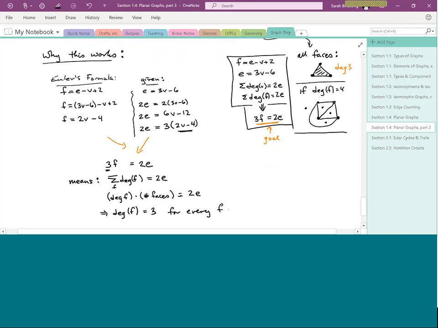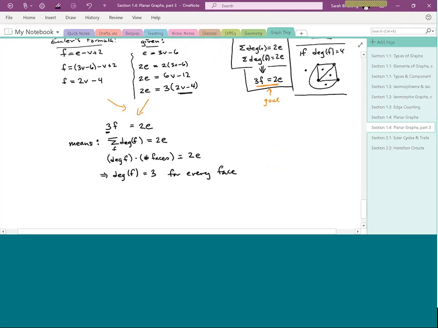So for every face, I think I have a little space. Awesome. So our conclusion here is, since we got this degree 3 for every face, this means that the faces are triangular.